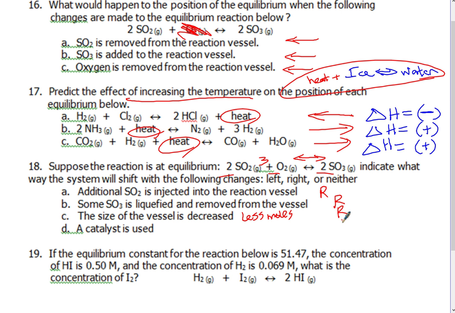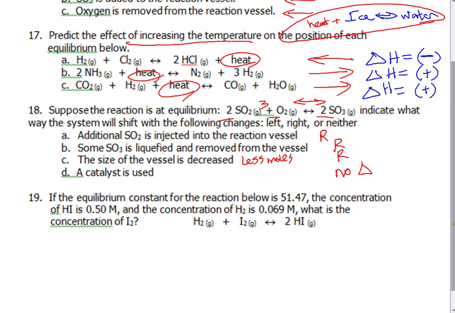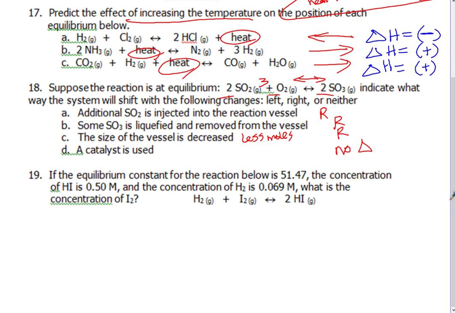A catalyst is used. A catalyst gets you to equilibrium faster by changing the energy. But if you're already at equilibrium, yeah, it's too late. It's no change. No change. The triangle stands for change. That's me, technically.